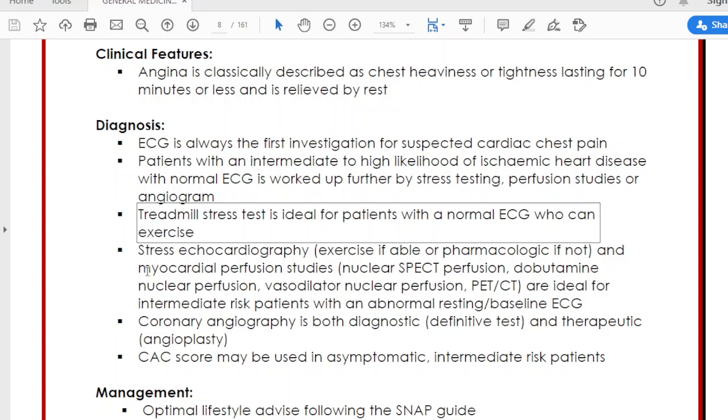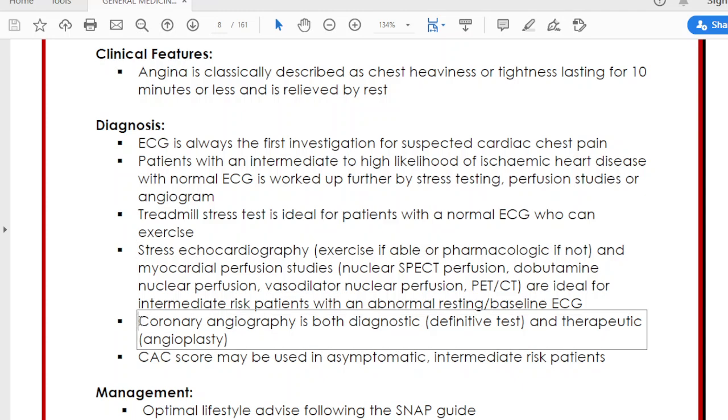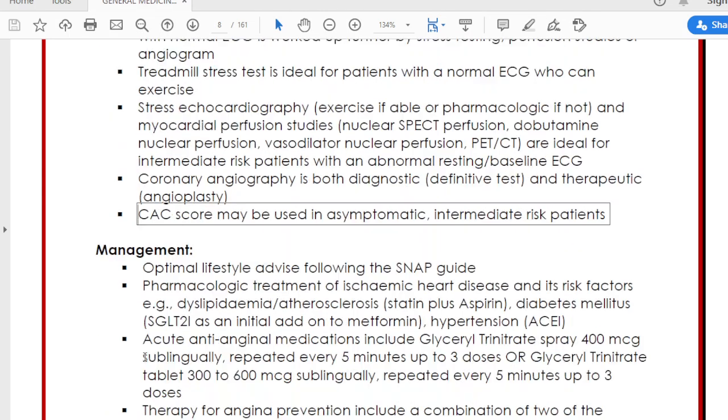Treadmill stress test is ideal for patients with a normal ECG who can exercise. Stress echocardiography, exercise if able or pharmacologic if not, and myocardial perfusion studies, nuclear SPECT perfusion, dobutamine nuclear perfusion, vasodilator nuclear perfusion, PET/CT, are ideal for intermediate risk patients with an abnormal resting baseline ECG. Coronary angiography is both diagnostic, the definitive test, and therapeutic, angioplasty. CAC score may be used in asymptomatic, intermediate risk patients.